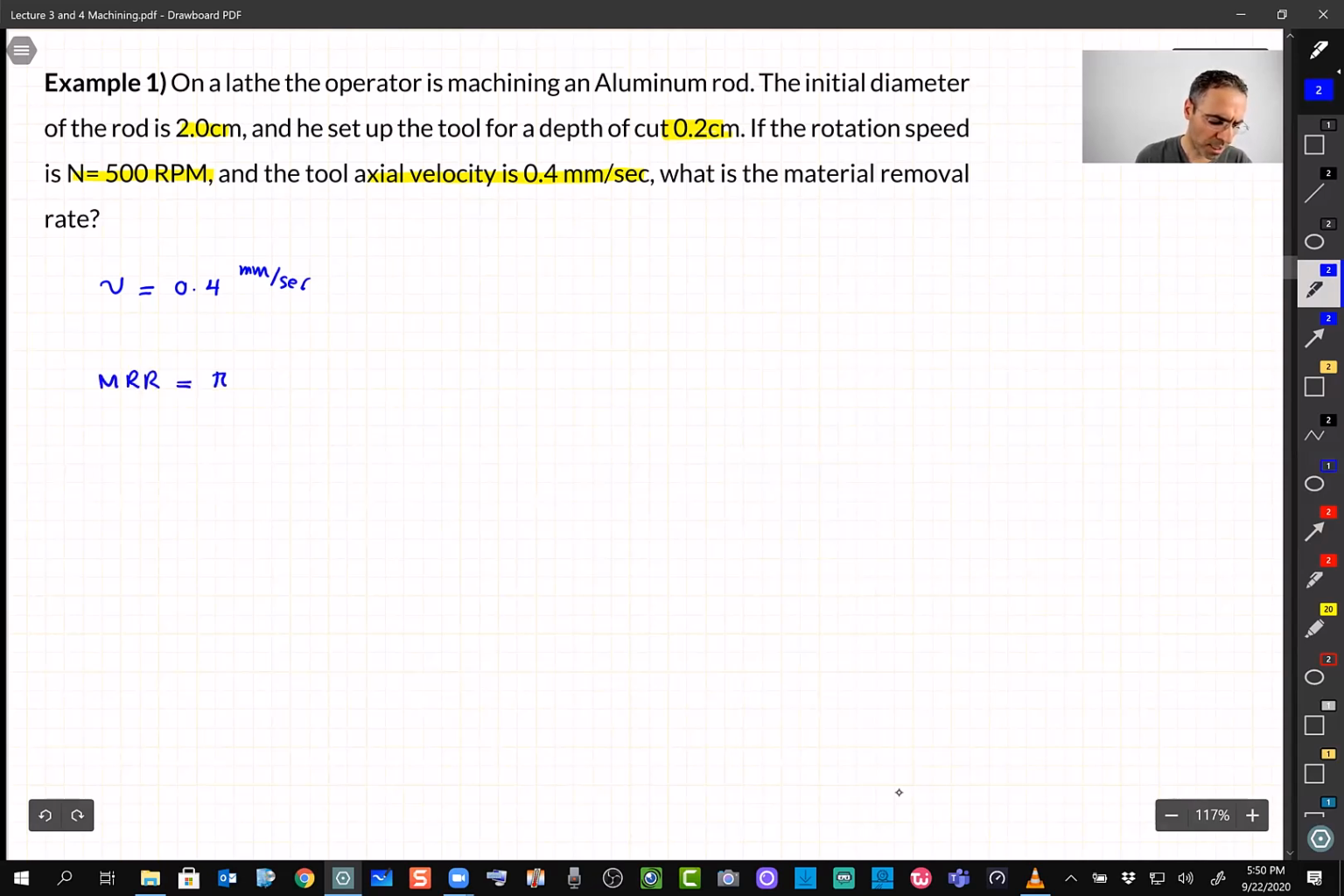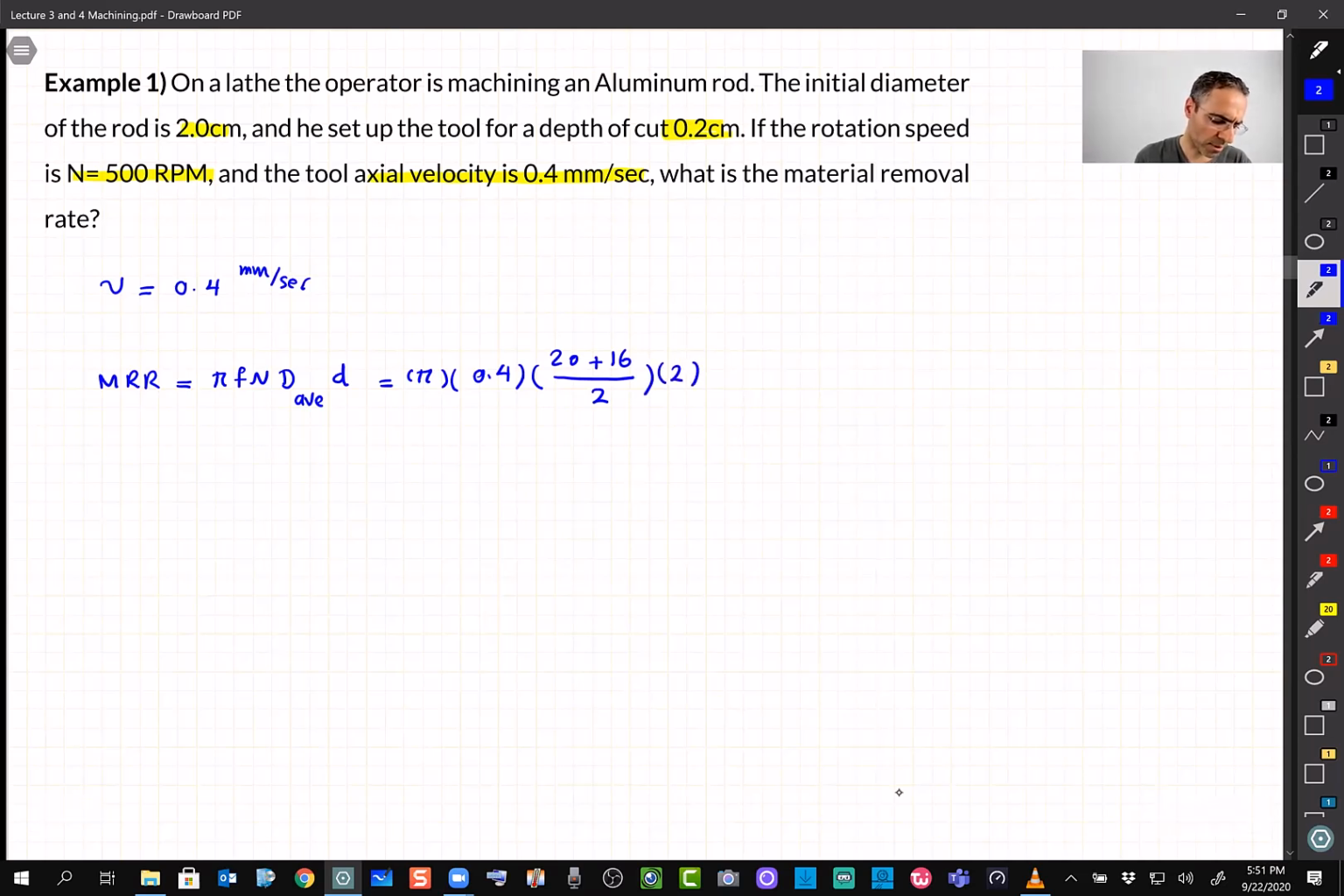Our formula was pi f N, the average D, multiplied by depth of cut. So pi is pi. f multiplied by N gives me 0.4. The speed, I already have it there. The average D: the initial diameter is 2 centimeters, right? And so let's convert it to millimeters. So it's going to be 20 plus 16 divided by 2. And the depth of cut is 2 millimeters, right?